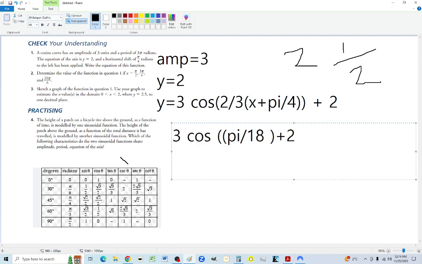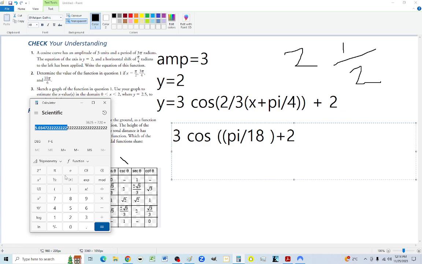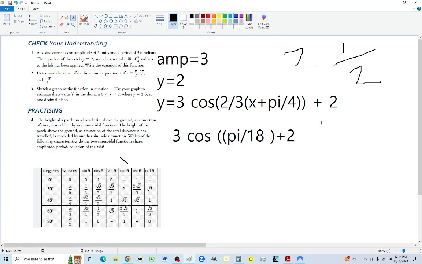We don't have an exact value on an exact value table. In quadrant 1, after we go all the way around, we're back in positive, so we just find cos of pi over 18. We use our trigonometry and we switch to radians. And we do pi divided by 18. We find the cos of it. We get that, we multiply it by 3, and we add 2. And we get that interesting value, the only one that's unusual.